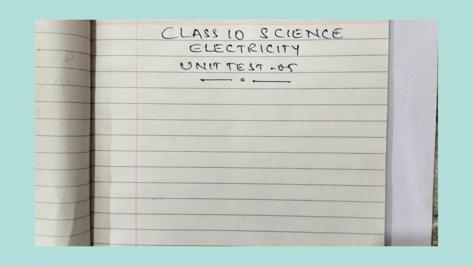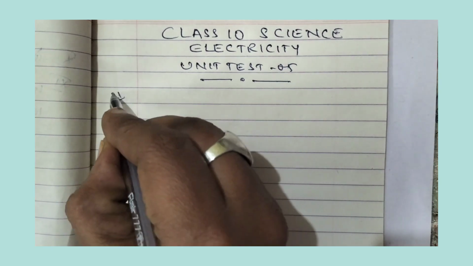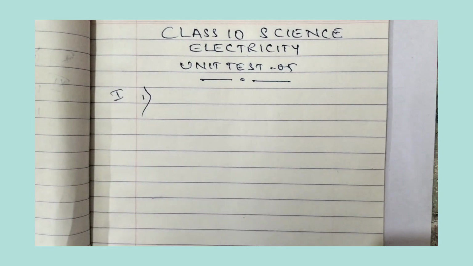In this video we are going to continue class 10 science. This is electricity unit test paper 5. In the previous video we answered unit test paper number 4. Now let us move to unit test paper number 5. Let us see what the first question is.